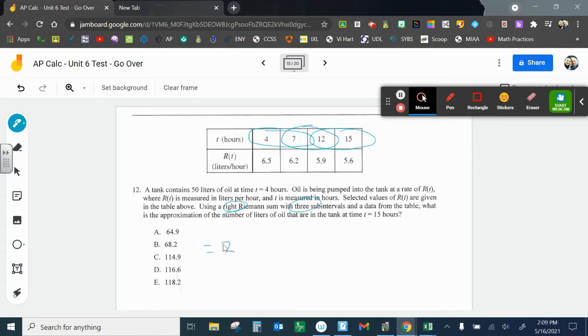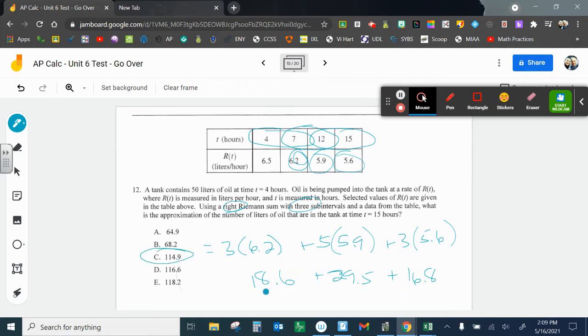So 4 to 7 is 3, and then I use the right-hand value, that's 6.2. 7 to 12 is 5. Use the right-hand value, 5.9. 12 to 15 is 3. Right-hand value is 5.6. And I do these out, 18.6. That should be 29.5. 16.8, and we should get this right here, 114.